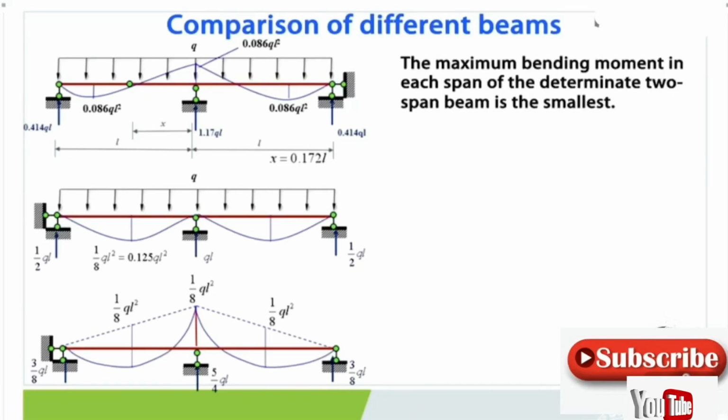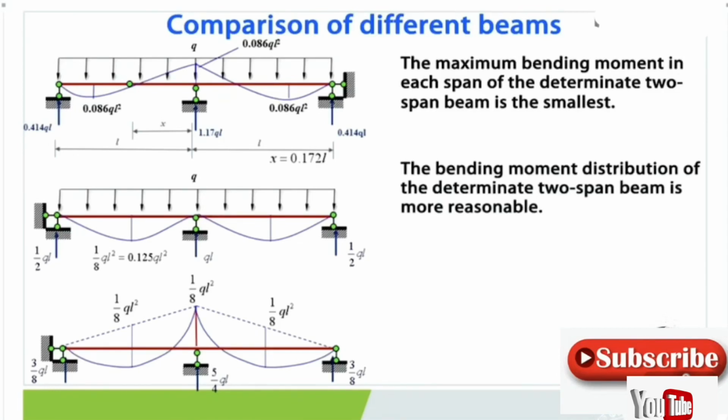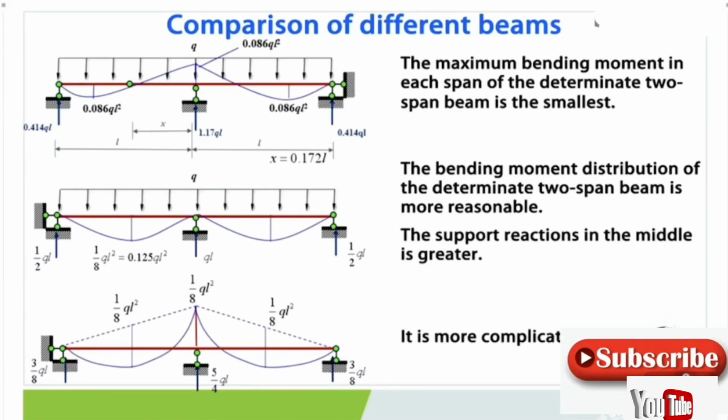And according to the bending moment diagrams, we find that the bending moment distribution of the determinate multi-span beam is more reasonable, but the support reaction in the middle is greater. It's more complicated in construction for the determinate multi-span beam because it has hinges in the system.